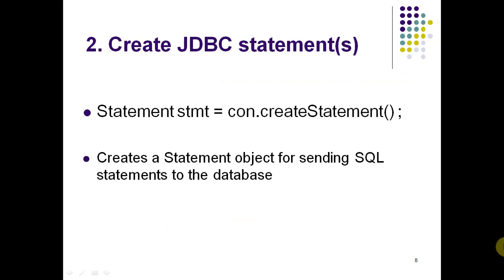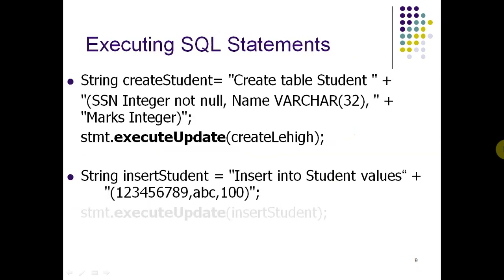First of all, we'll create a blank statement. You can see here Statement stmt = connection.createStatement. This connection.createStatement will be a blank statement because inside the brackets we haven't written anything. We have mentioned here the object stmt, to create a statement object for sending SQL statements to the database. And now see this another statement where we have mentioned the query string. This createStudent is the query, and createStudent is a string variable.